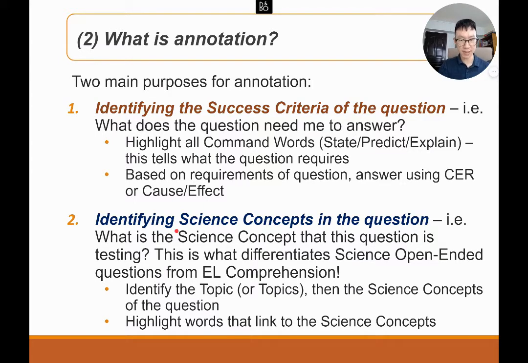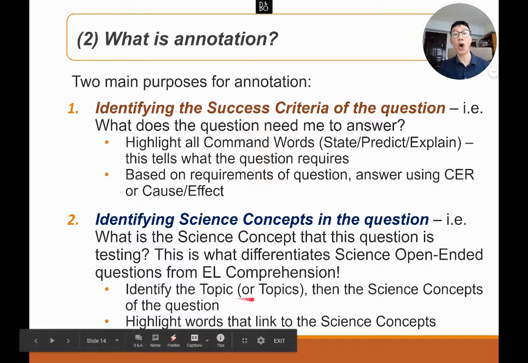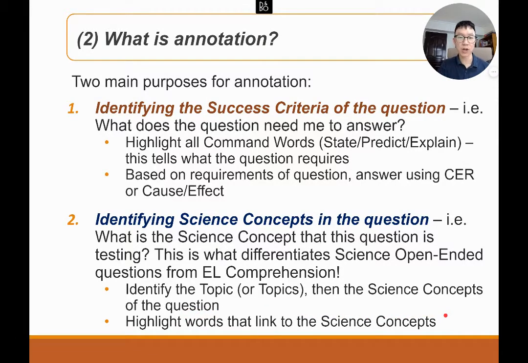Now, the second part is to help our students identify science concepts in the question. Okay, what topic or topics, a few topics, that the question is testing, and the related science concepts. Once they know the concepts that the question is testing, they can highlight words that help them link to those concepts. Okay, so first, let's take a look at the command words.